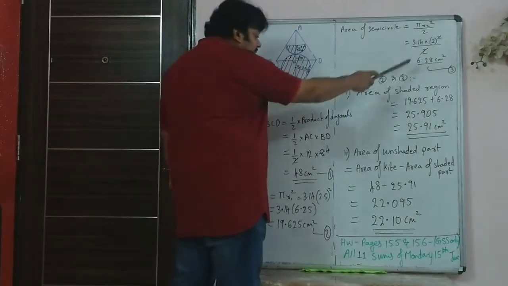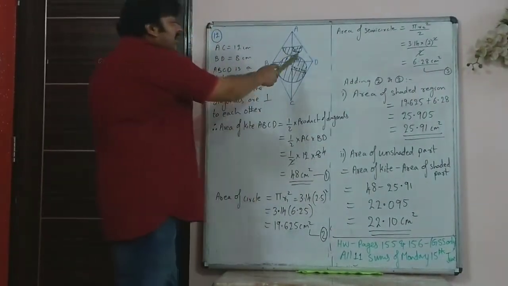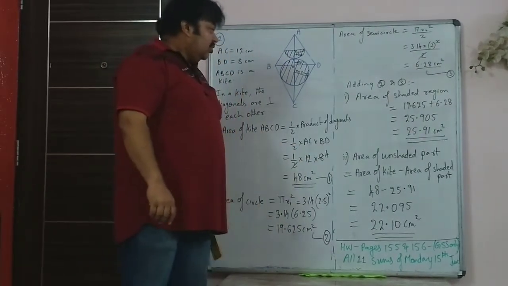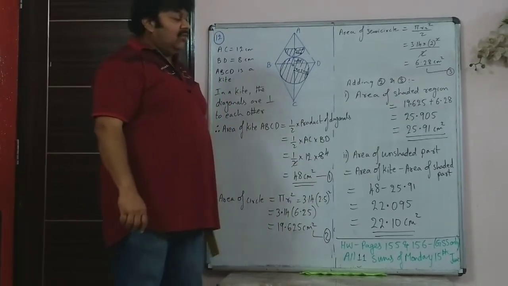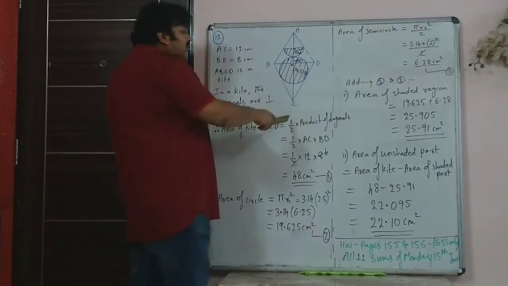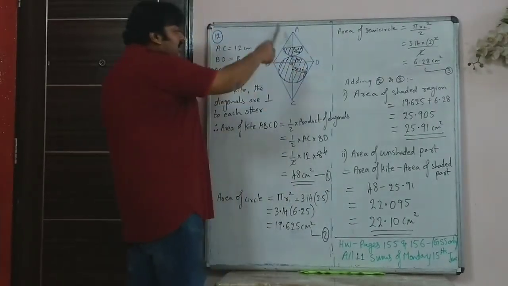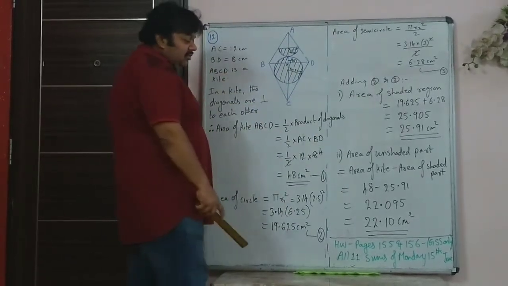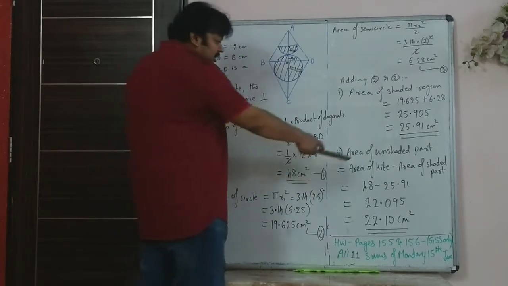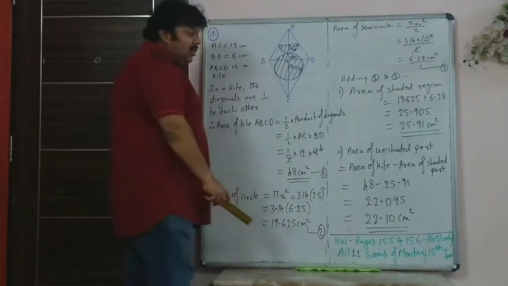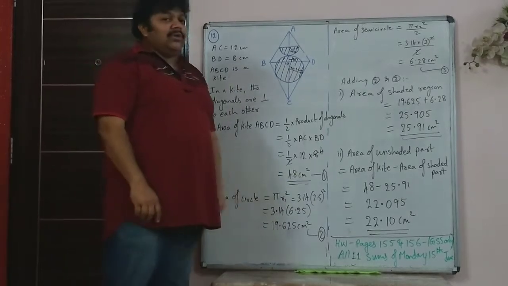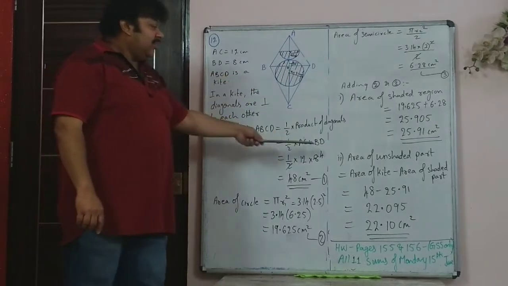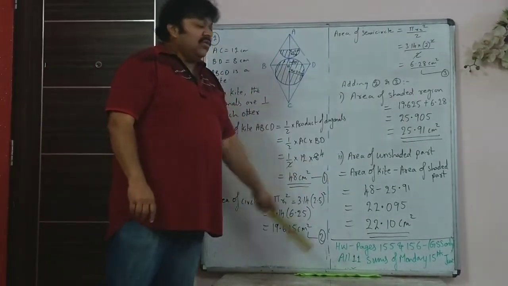Now when you add these two, you get the total shaded area. Shaded area is circle plus semicircle. 19.625 plus 6.28. So it is 25.91 centimeter squared. So the unshaded part is the entire kite minus the shaded region. So the entire kite was 48 minus the shaded region 25.91. So that gives you 22.09 centimeter squared as the area of the unshaded part. So both are asked, so you have to write both.